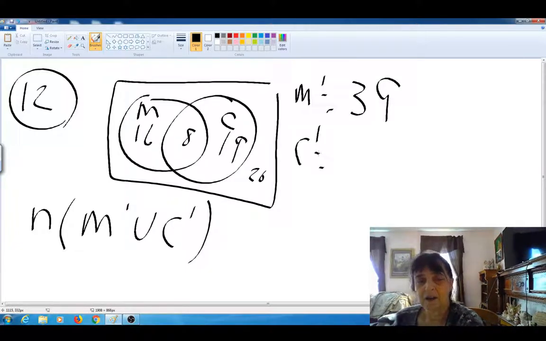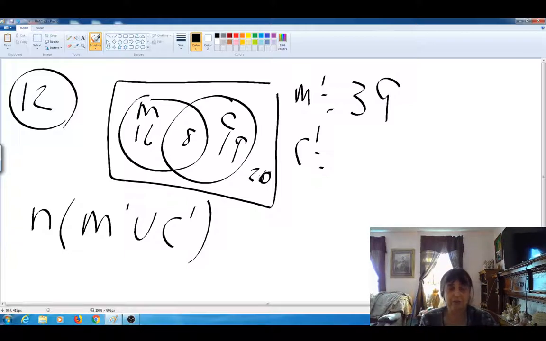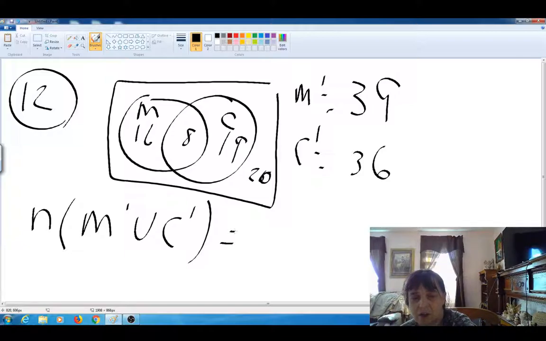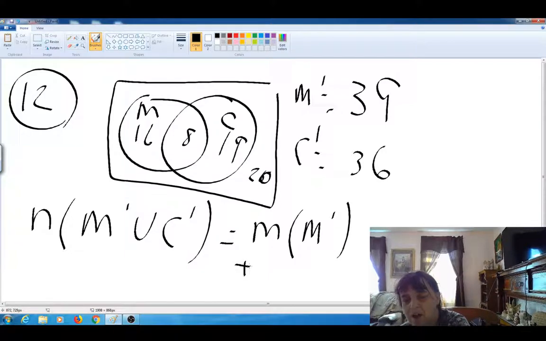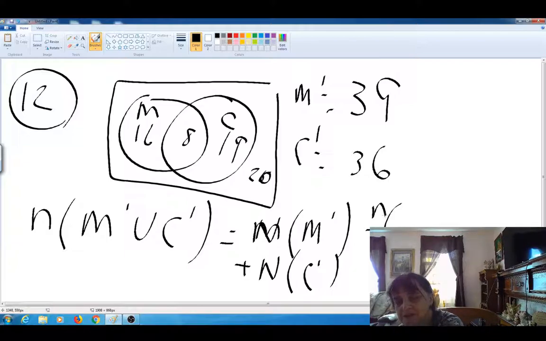M prime is 19 plus 20, which is 39. C prime is, okay, this is the number 20, not 26. C prime is, eliminate C, so it'd be 36. So M prime union C prime is all the elements in M prime plus all the elements in C prime minus the number of elements in M prime intersect C prime.